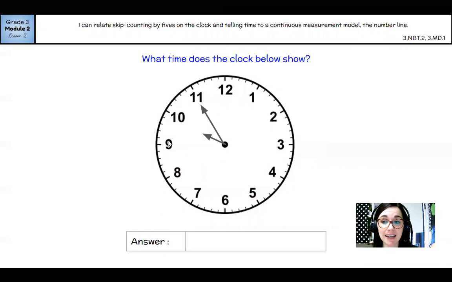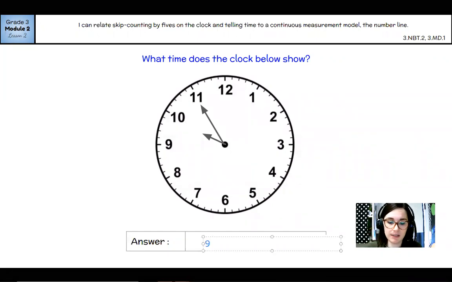It's still in the 9 o'clock hour, especially since we see that the minute hand is almost to the 12. That means it's almost 10 o'clock. In 5 minutes, it's going to be 10 o'clock. So we have o'clock, 5, 10, 15, 20, 25, 30, 35, 40, 45, 50, 55. So the time right now is actually 9:55.